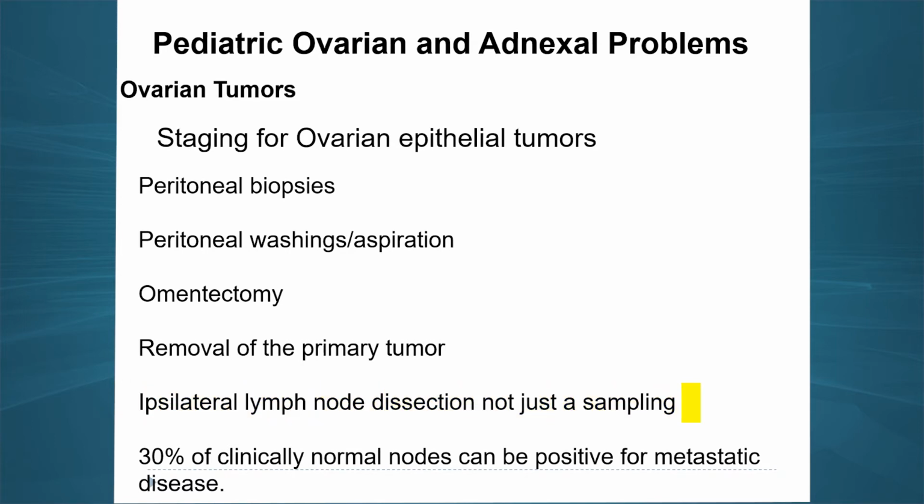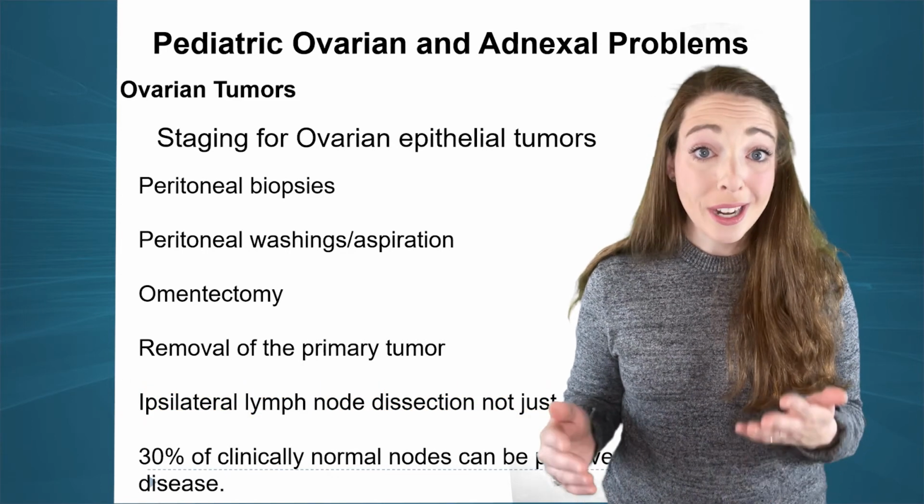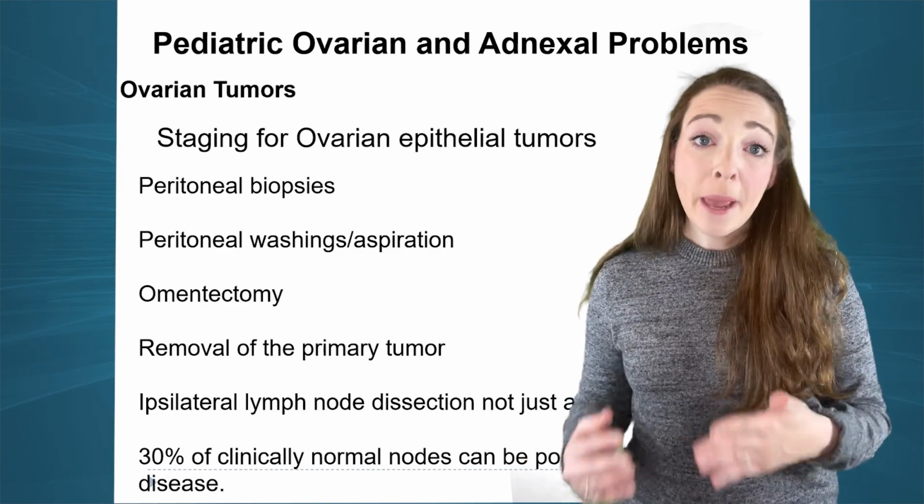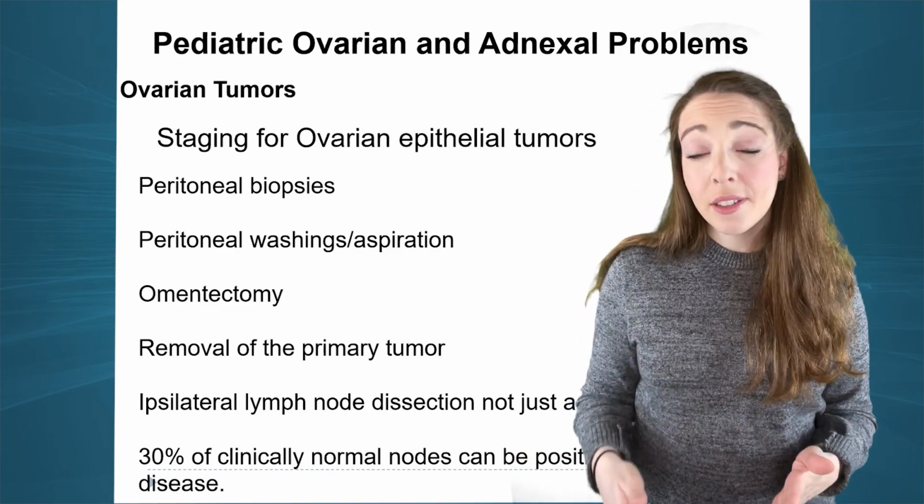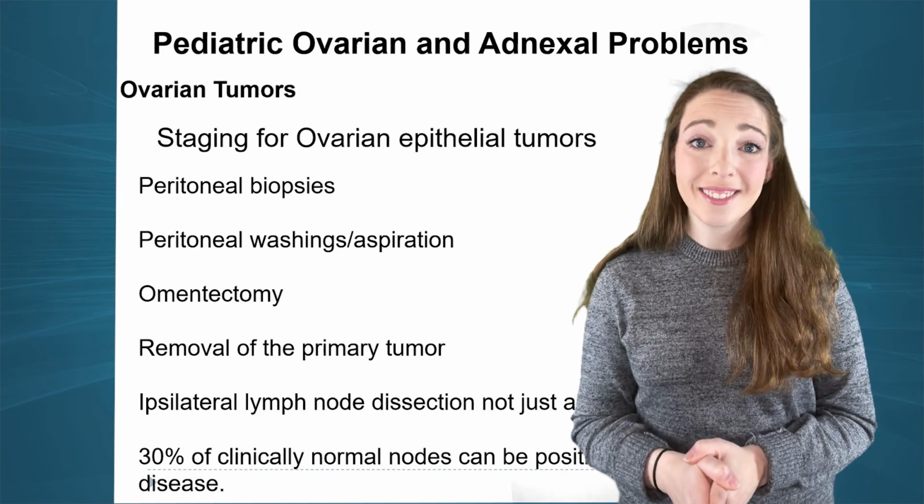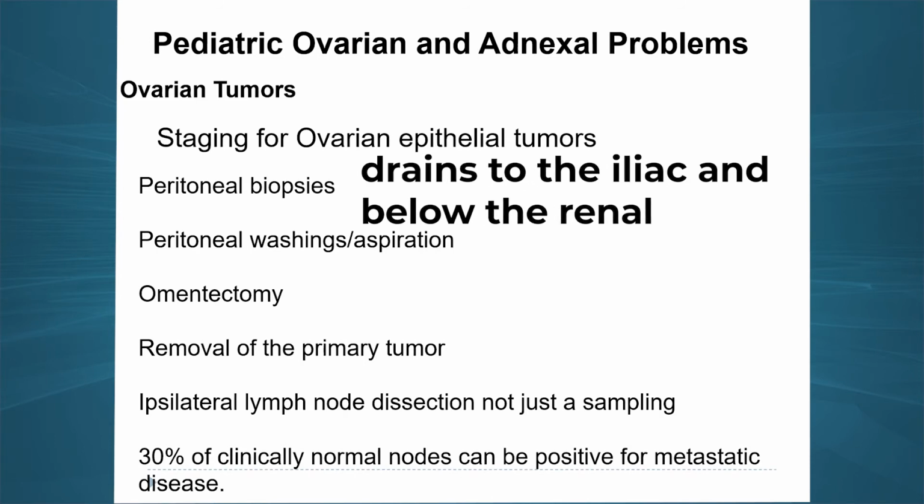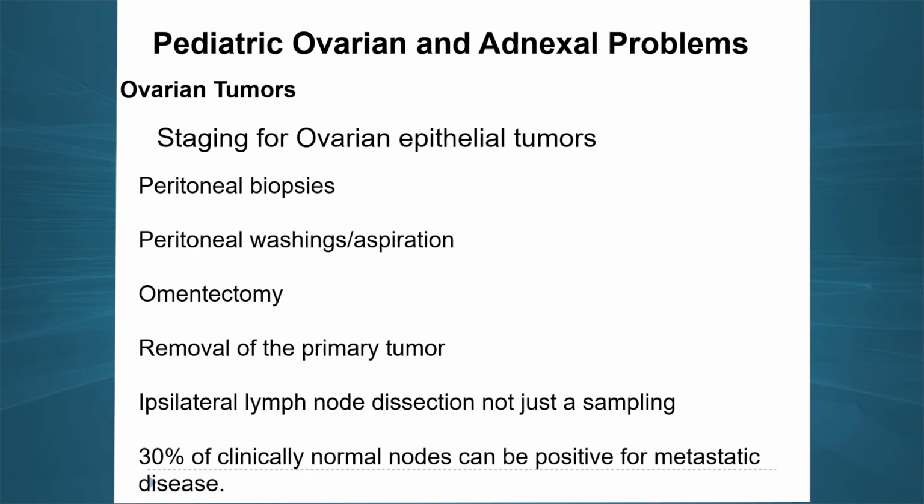And where do you think the boundaries of your lymph node dissection should be? Pelvic structures drain to pelvic lymph nodes, so periaortic from the iliacs to the renal artery seems like a pretty reasonable place to start. Right, so think about where it's a pelvic organ, so it's going to drain to the iliacs and below the renals. So you want to do a dissection up to that, because we know that about 30% of nodes that look normal that you're feeling in epithelial ovarian cancer can be positive, and that will upstage you.